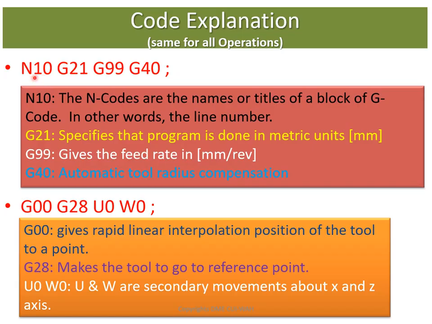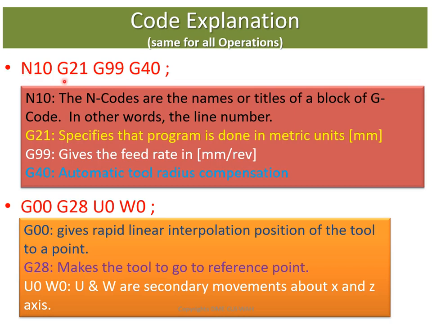Now moving towards the next line, this is the N10, G21, G19 and G40. Starting with the N10 line, whenever N code is used, it is used to define the name or title of a block of G code, or simply it defines the line number. So N10 means N line number 10.